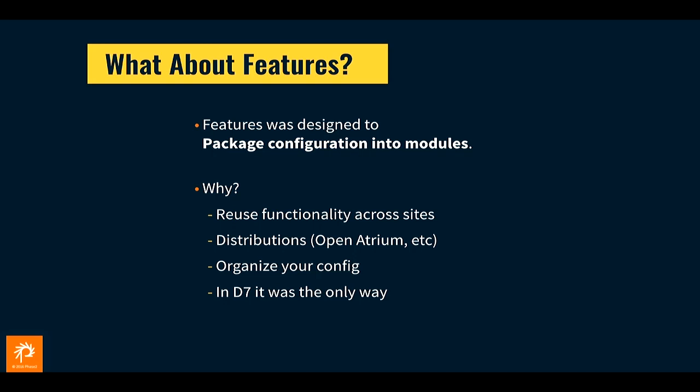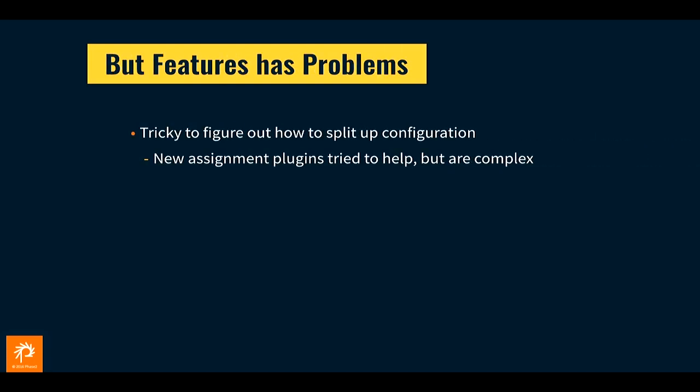We also used it for distributions. I used it in OpenAtrium a ton for all of its pieces of functionality because you could turn those features on and off. If you didn't want events, you just turned off the event feature. And it was just a nice way to organize. And in D7, it was all we had. But features, of course, has problems, and I'm sure we've all experienced some of these problems. In D8, it actually gets much worse.